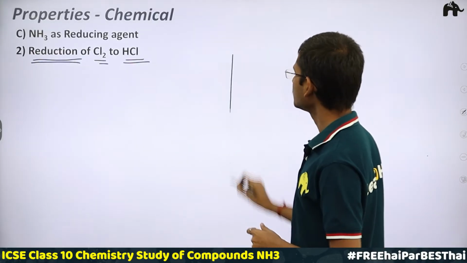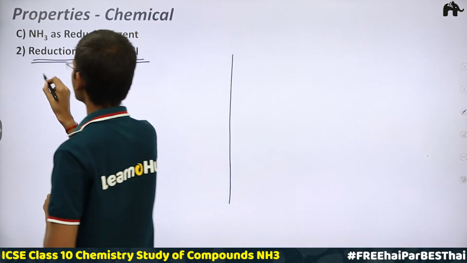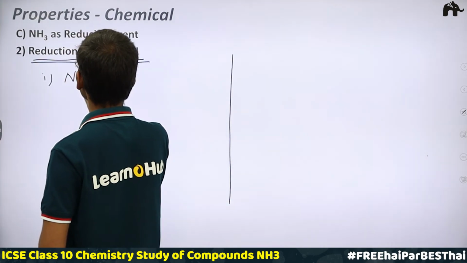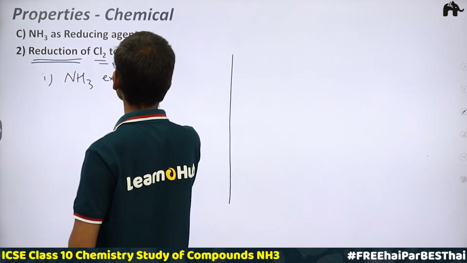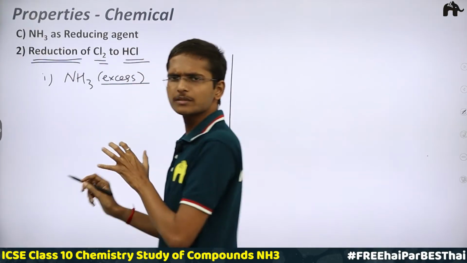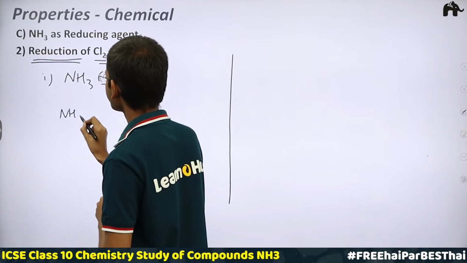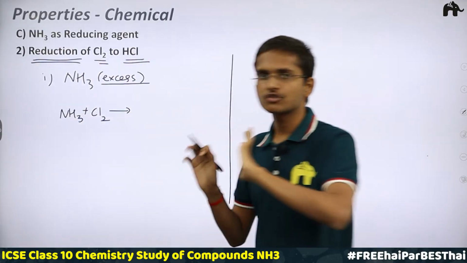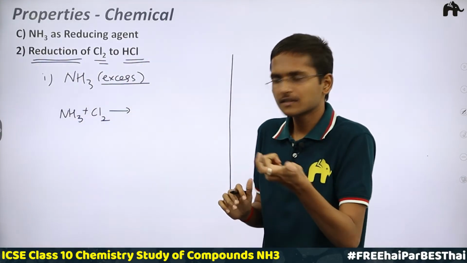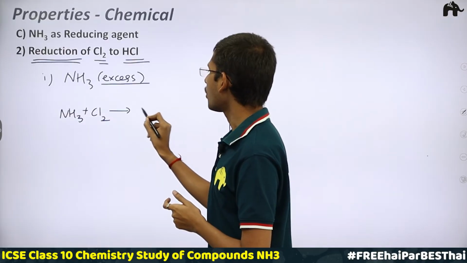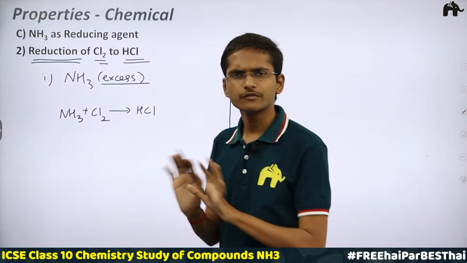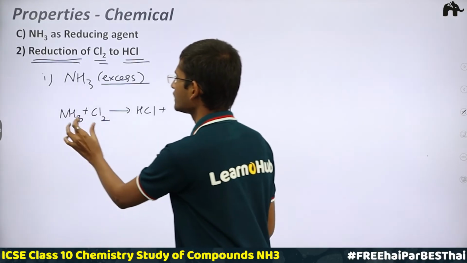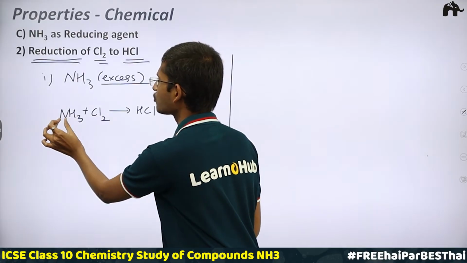So I would just divide this part. The first condition is when ammonia is in excess. Simply I would take ammonia, it reacts with chlorine. Now we know that chlorine is reduced to hydrogen chloride. That's it. So we need to fix this thing. Always chlorine is going to form hydrogen chloride. Very simple. And along with hydrogen chloride, nitrogen gas is formed.